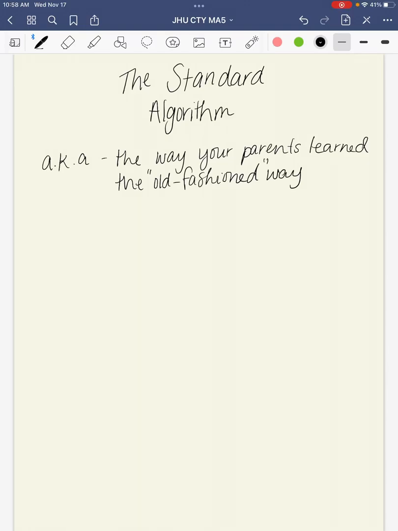Hey guys, this is just a quick review on the standard algorithm that was presented in lesson 2.6. I'm going to put that in the corner up here for us. In 2.6, we are introduced to the regular, or the old-fashioned, or the way your parents learned to multiply. That's not using partial products, that's not using diagrams or arrays, just the straightforward, here's your numbers, here's how you do it, and how it works every time. And it's the same every time.